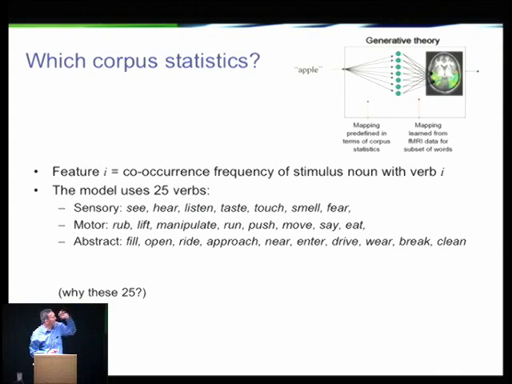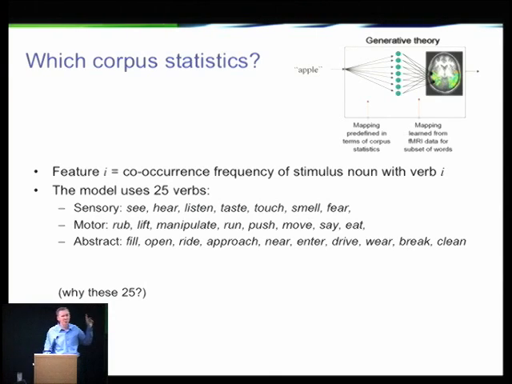So you'll notice these verbs have a lot to do with sensing and motoring. See, hear, listen, taste, touch. You know, those were the ones my seventh grade teacher told me were the five senses. And then a few more abstract words that largely have to do with your spatial relation or the way that you interact with an item. So I'm not claiming these are the Rosetta Stone, but these are the 25 verbs we used.